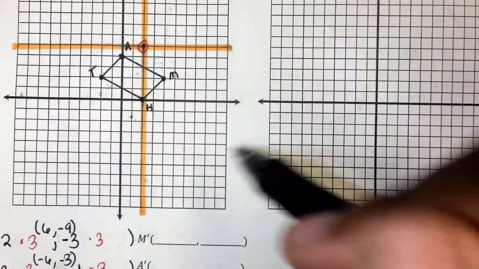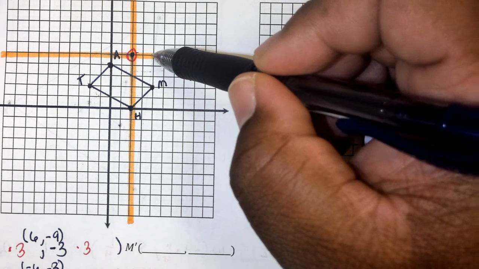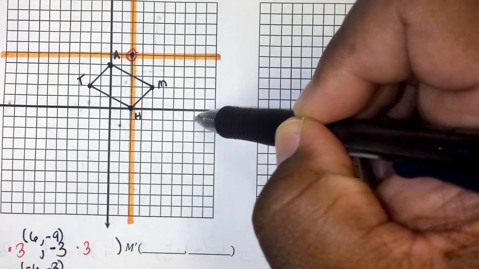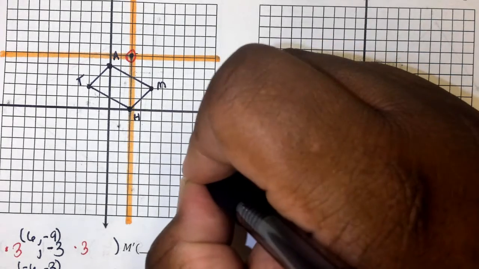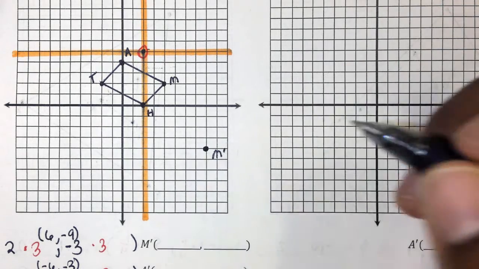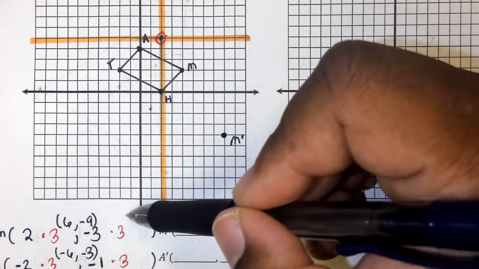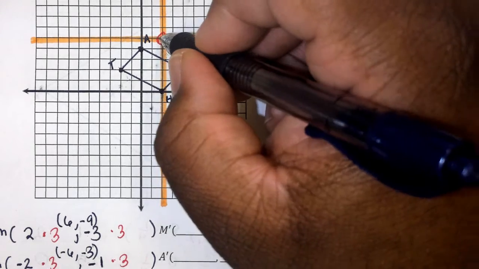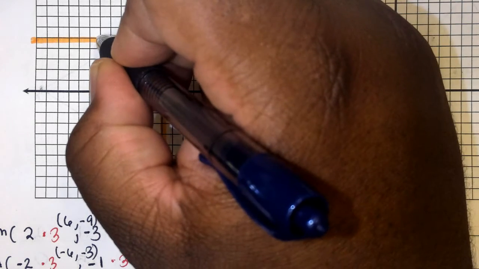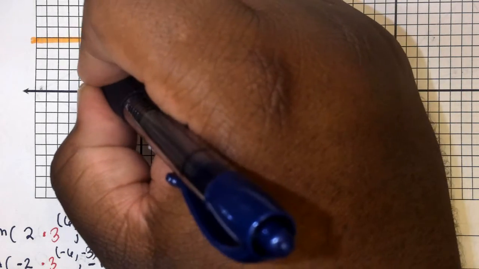6, -9. So from P, starting here, that's my 0, 0 for right now. Going over 1, 2, 3, 4, 5, 6, down 1, 2, 3, 4, 5, 6, 7, 8, 9. That point right there is going to be my M prime. And then going back to my P, I'm doing -6, -3 next. So from here, over -1, 2, 3, 4, 5, 6, -3 down, 1, 2, 3. This is going to be my A prime.